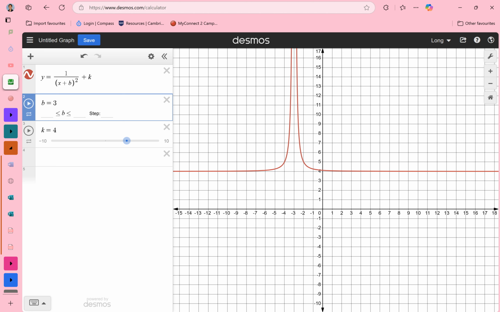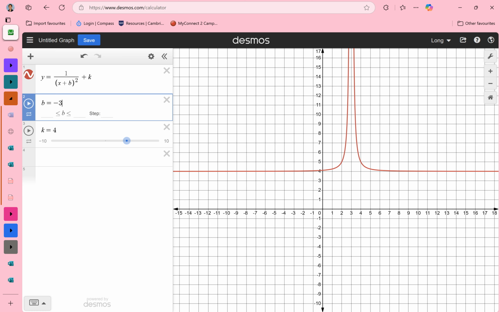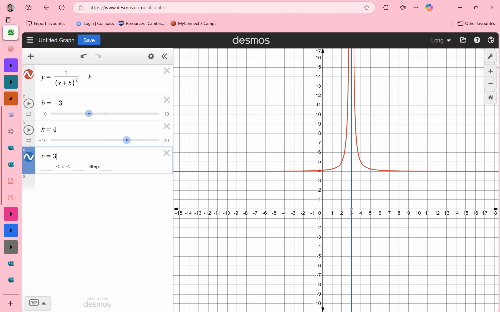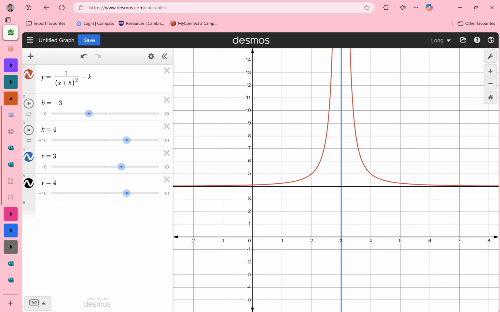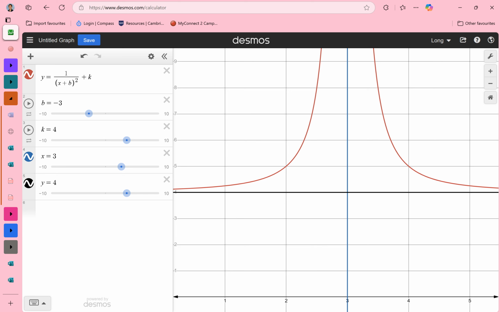And wait, was it plus 3 or was it minus 3? Minus 3. Oh, there we go. That's why it looked a bit different. Minus 3. And you can see the asymptotes. Asymptote is at x equals 3. And you've got your other asymptote at y equals 4. You see that the graph never touches y equals 4 because you shifted up by 4. And then the other vertical asymptote moves to the right because you shifted the graph to the right.